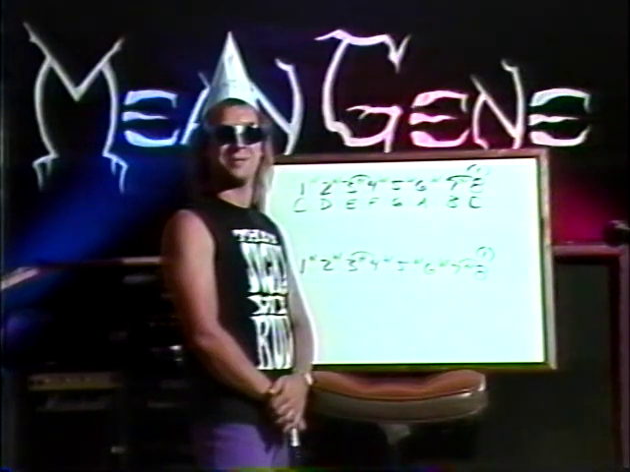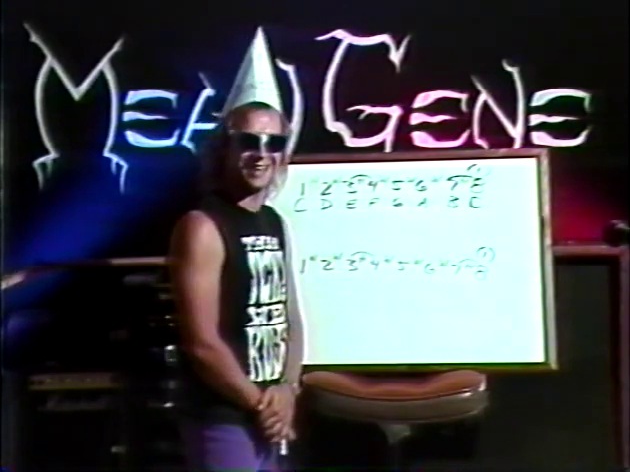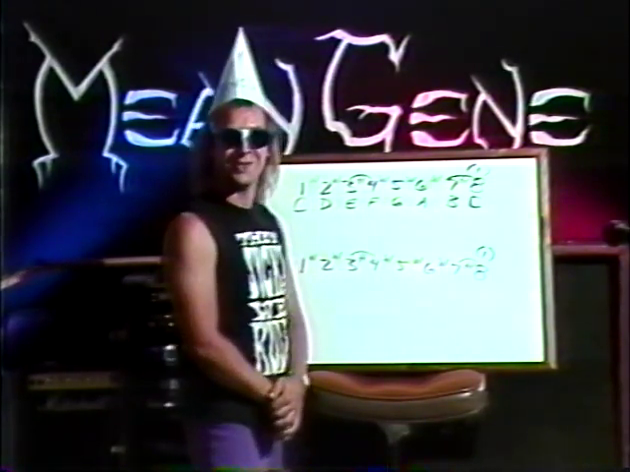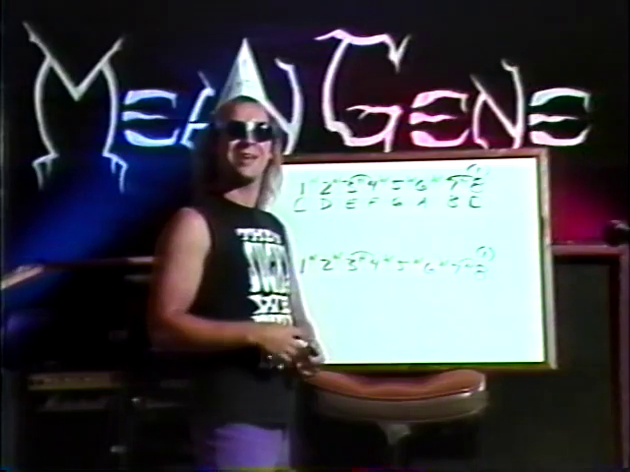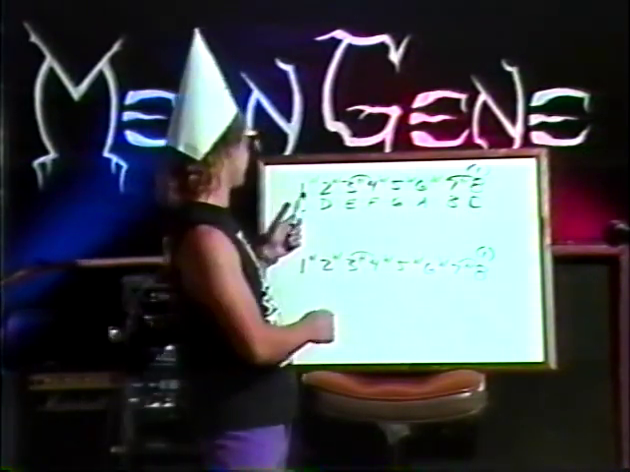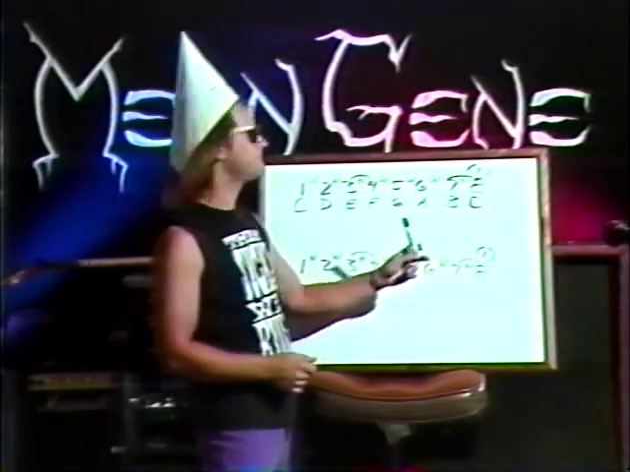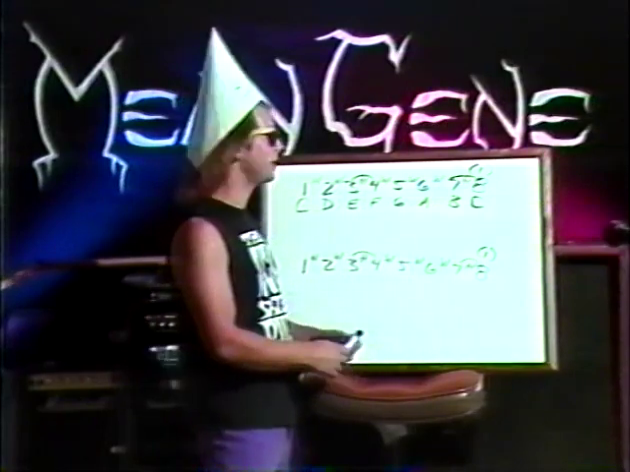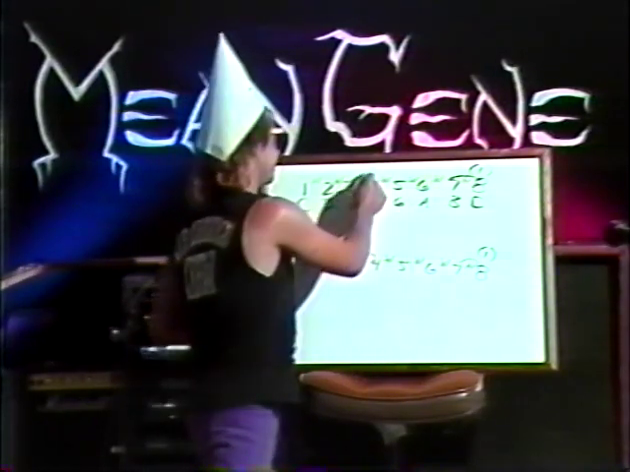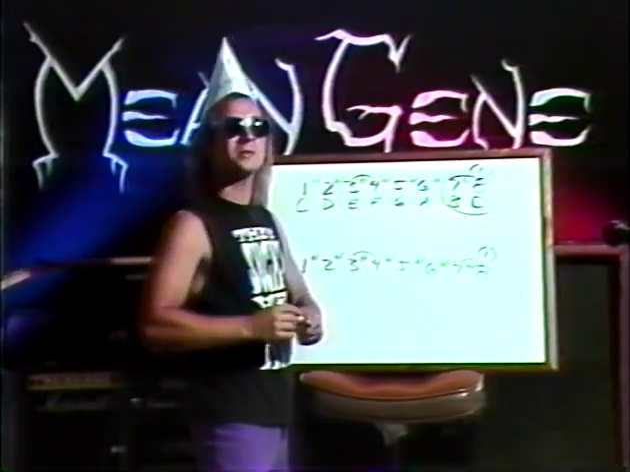Hi class, I'm your teacher for the day, Mr. Clean Gene. Today we're going to be building key signatures. Okay, here's all you got to do. Here we got 1 through 8, and then C and C is 1 and 8, so 8 is the same thing as 1 again. And all I got to do is remember that half steps fall in between 3 and 4, and 7 and 8, and everything else is whole steps.